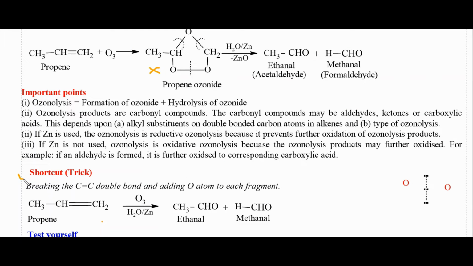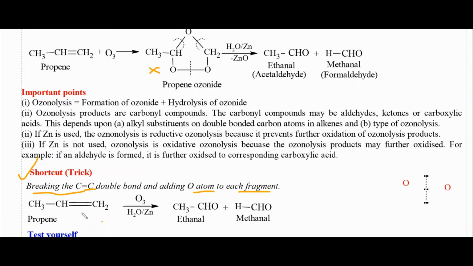Next I am going to explain the shortcut method or trick for finding the ozonolysis product. For entrance examinations, we don't have much time for solving the questions in a detailed manner. So we need a shortcut method or a trick for finding the correct option. In ozonolysis, the trick which we use is breaking the carbon to carbon double bond and then adding an oxygen atom to each fragment.